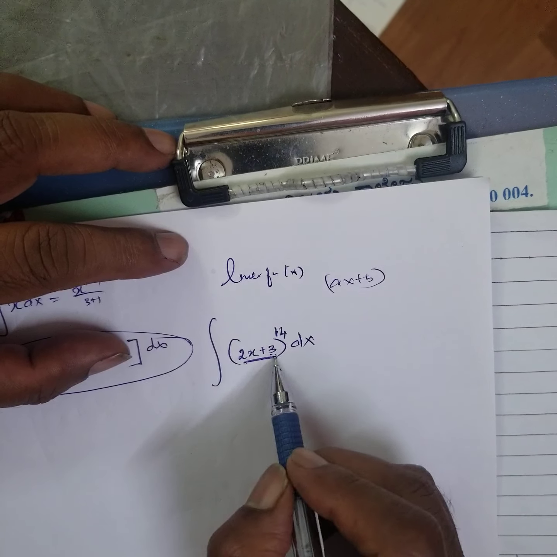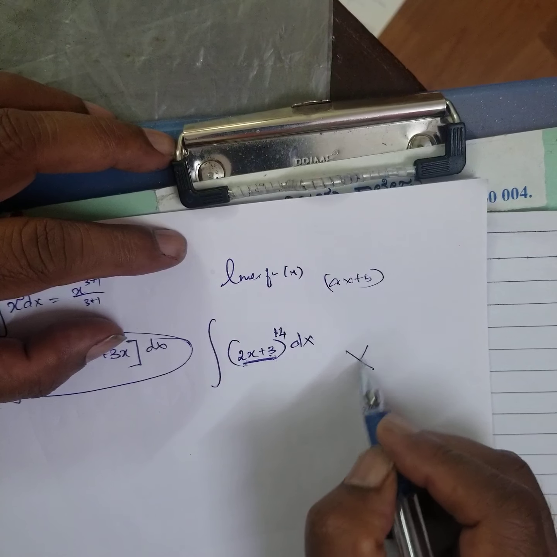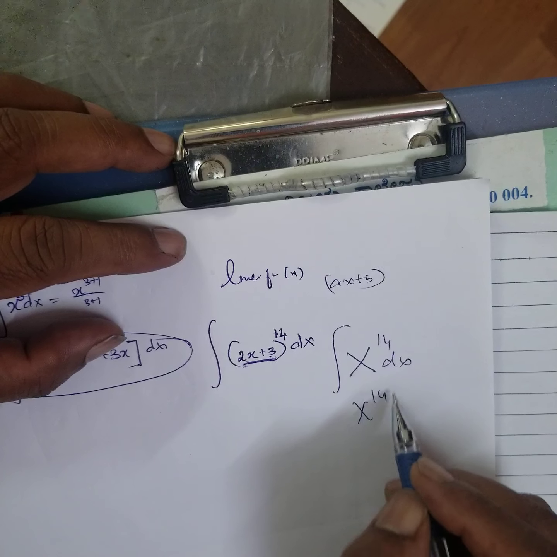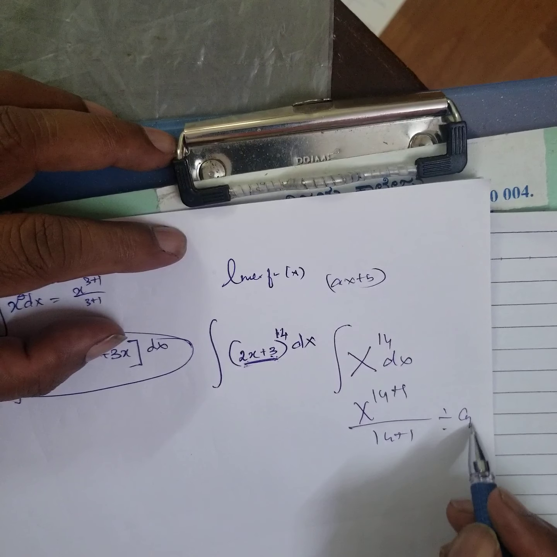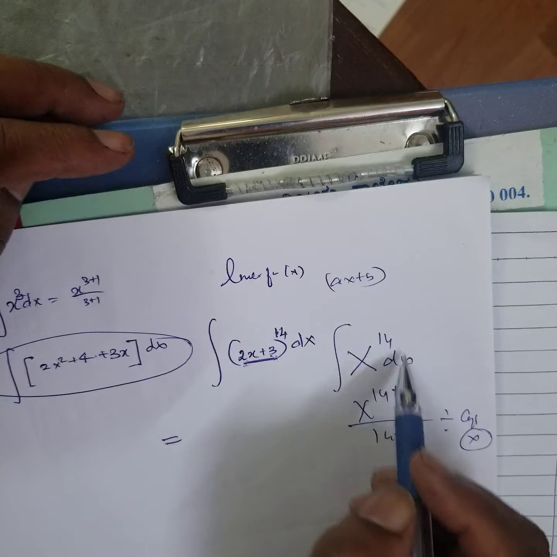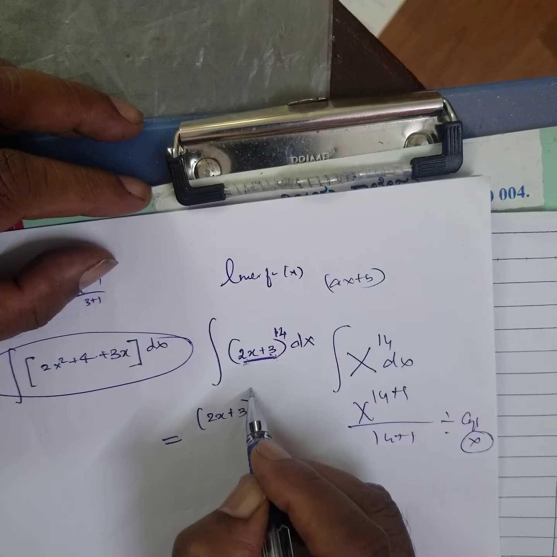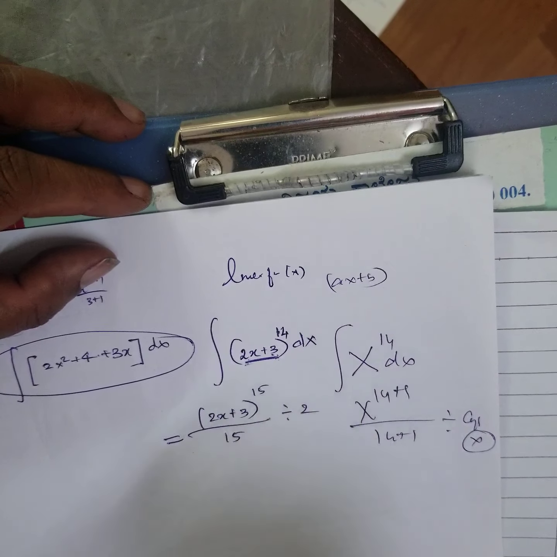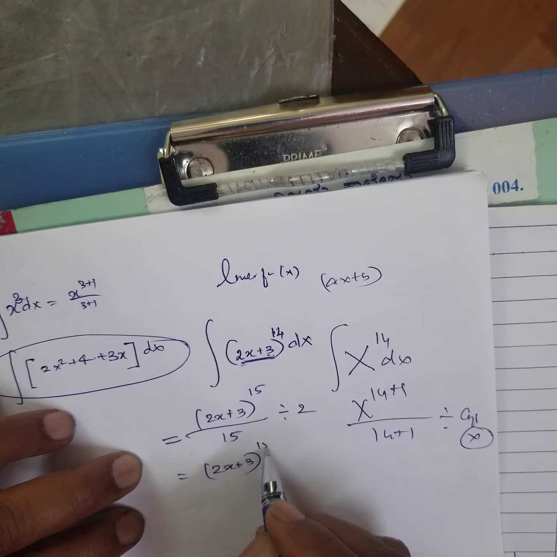Therefore, you treat this as an x term. Right? That means capital X to the power of 14 dx. This is x to the power of 14 plus 1, 14 plus 1, divided by coefficient of x. Coefficient of x, do it. Here what is that? First formula I am applying. That is (2x plus 3) to the power of 15 by 15 divided by coefficient of x, which is 2 here. The answer for this is (2x plus 3) to the 15 by 30.